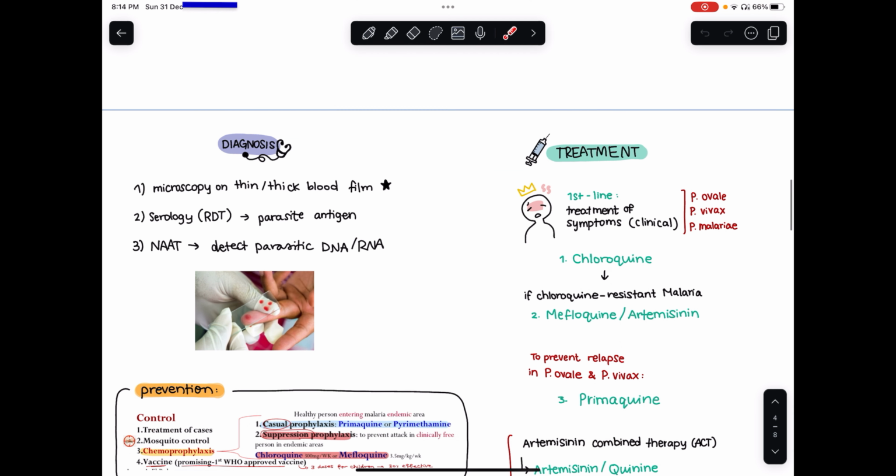For lab diagnosis, here's the gold standard: microscopy. We want a thin or thick blood film. What are we going to see? You can see the schizonts, the rings, or the gametocytes. Then you can do serology, which is a rapid diagnostic test to detect the antigen. And it's not really that important, but you can do nucleic acid detection, basically PCR. Don't write this, but this is basically PCR.